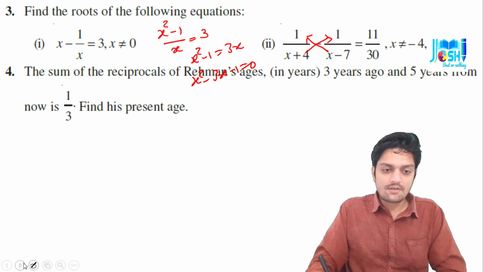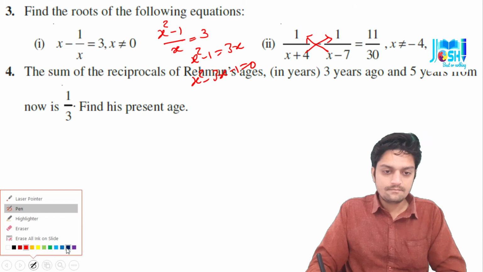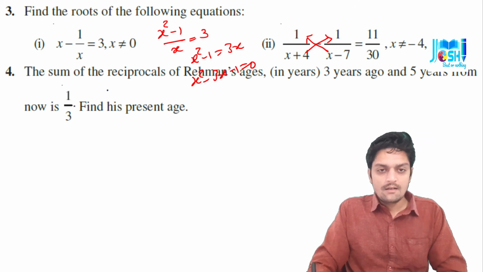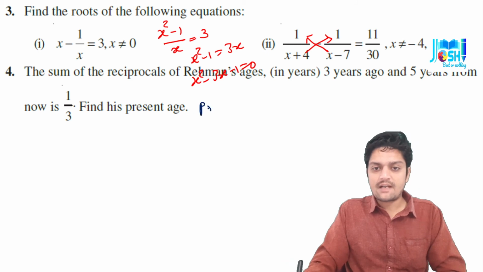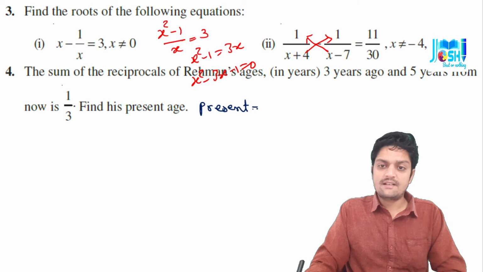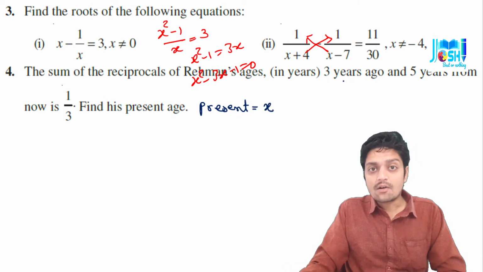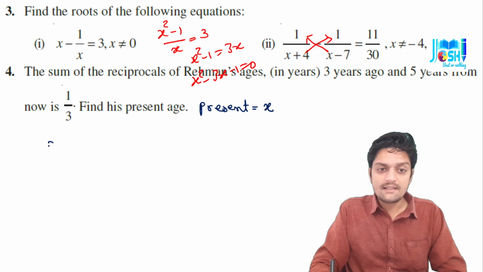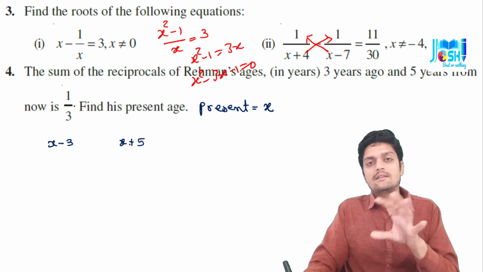Okay, so what to do here? Let us assume Rahman's present age. Present age we have to assume. Present age is equal to x. Then 3 years ago, that is x minus 3, and 5 years from now, that is x plus 5. Okay, this thing is clear.